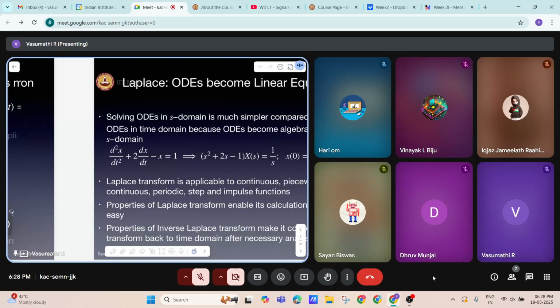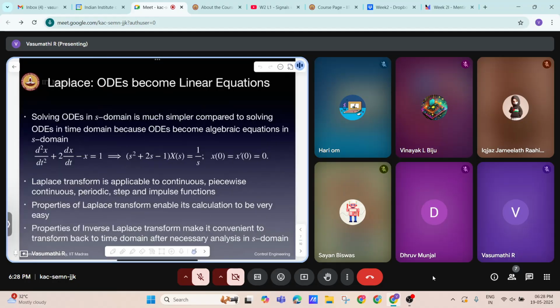Similarly, it will be helpful in solving ODEs, as the ODE becomes a linear equation here. So ODEs will be very easy to solve. Here it will be only a linear equation. For example, d square x by dt square: the Laplace transform of this will be s into X of s minus x of 0. If the initial condition is 0, it will only be s into X of s. Since it is d square x, this is s square.